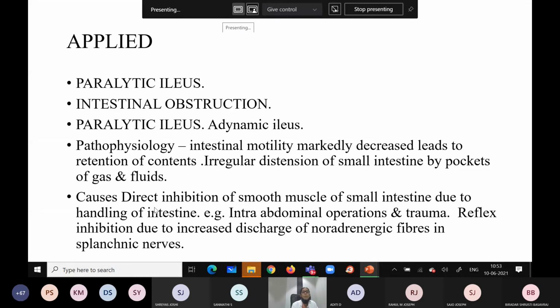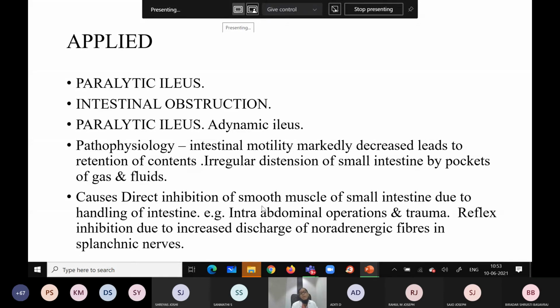Okay. So what are the causes? Direct inhibition of smooth muscle of the small intestine due to handling of the intestine, improper handling of the intestine. Example, intra-abdominal operations or injury to the intestine, that is trauma. Reflex inhibition due to increased discharge of noradrenergic fibers in splanchnic nerves.